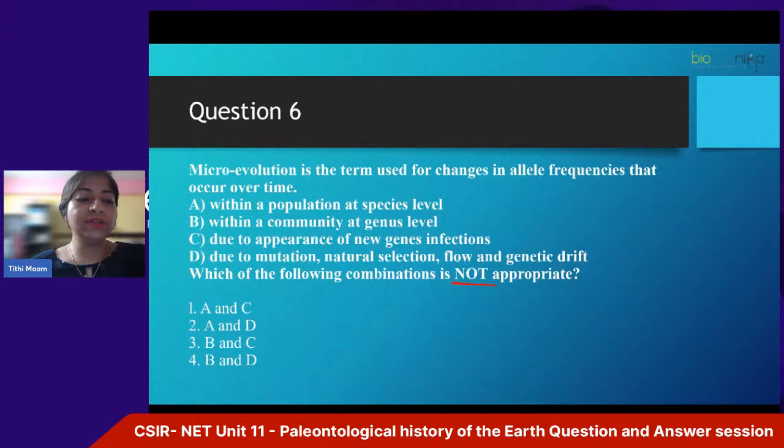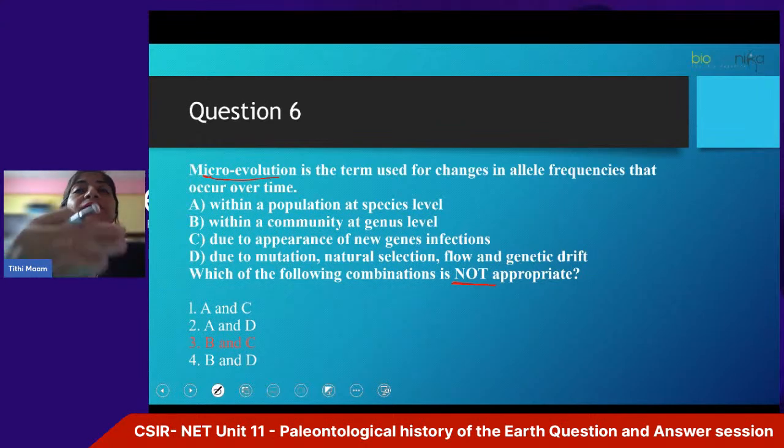Yes, some more answers. Very good. Most of you have given the correct answer. Answer will be option 3, B and C. So, what is microevolution? Microevolution talks about the small variations that are accumulated in a species in a short period of time, and it does not result into speciation.